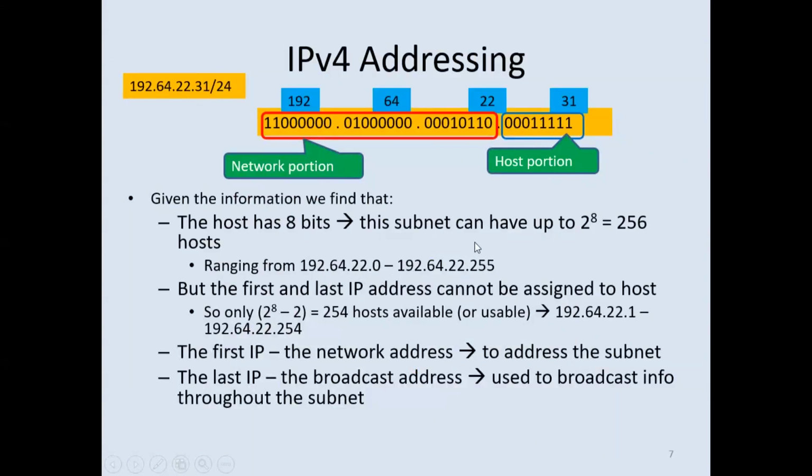And as you all know, for a subnet, the first and the last IP address cannot be assigned to a device, because the first address is the network address. This is used to address the subnet. And the last address is what you call a broadcast address. This is used when you want to send to everyone within the subnet. You want to broadcast something to everyone within the subnet, you use the broadcast address.